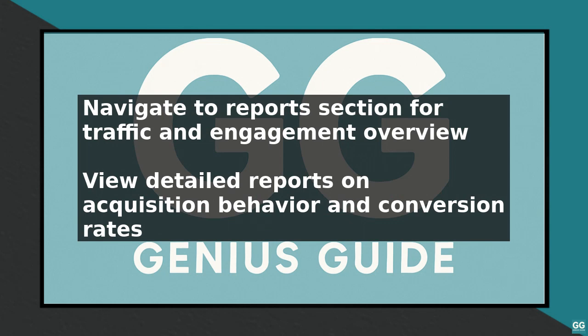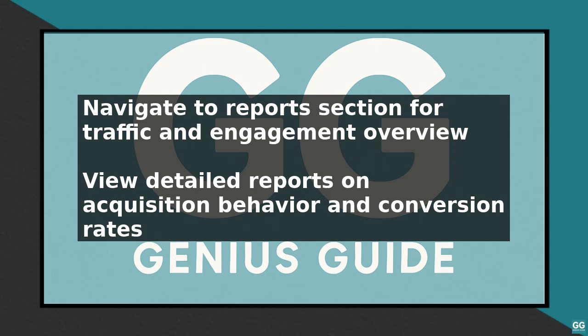Next, navigate to the Reports section in Google Analytics 4. Here, you'll find an overview of your website or app's traffic, including the number of users, sessions, and bounce rate. You can also view more detailed reports on acquisition, behavior, and conversion rates.